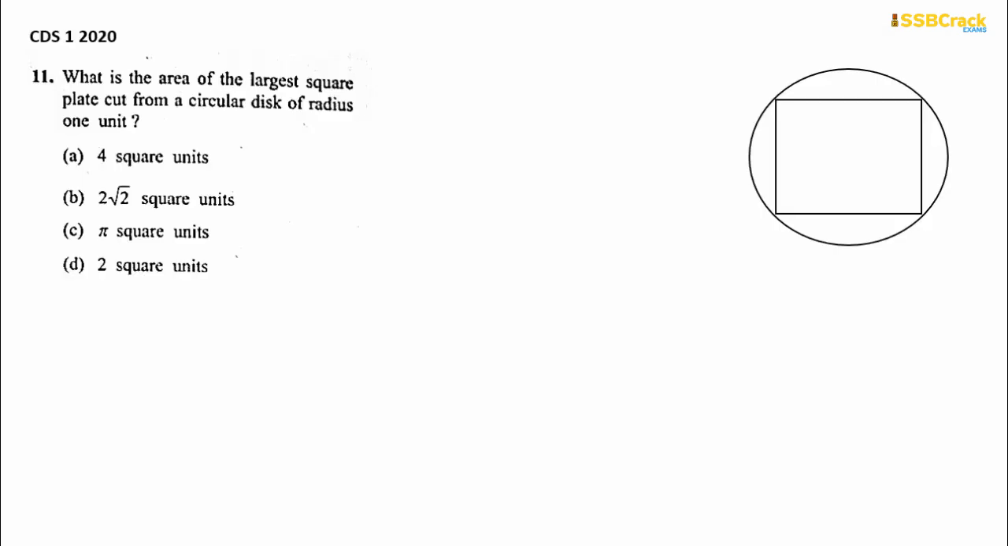CDS 1 2020 question number 11. In this question, what is the area of the largest square plate cut from a circular disc of radius 1 unit was asked. So basically, here the largest square you had to imagine is clearly the one with the diagonal length equal to the diameter of the circle. Because when you say largest square, it can only be inscribed within a circle with the diagonal of the square equal to the diameter. So the diameter of the circle was the diagonal of the square.